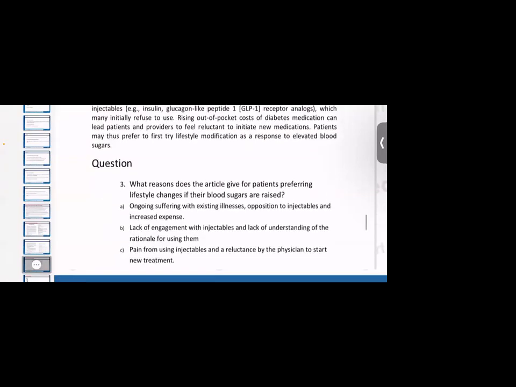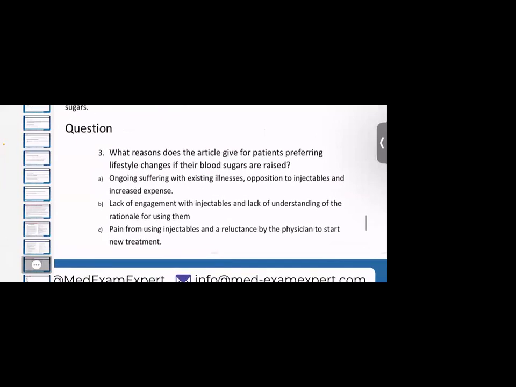Now, I have found the keyword lifestyle modification, which was asked in the question. Now mark it. Now comes the options. Option A is saying ongoing suffering with existing illness, opposition to injectables, and increased expense.